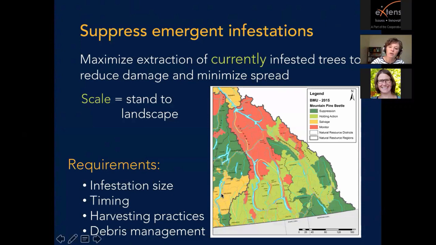Jodi, I have a quick question for you. When you say the technique there is just removing the affected trees, what technique are they using to remove? Is it just felling the trees and actually physically removing them or chipping them, or what are they doing?